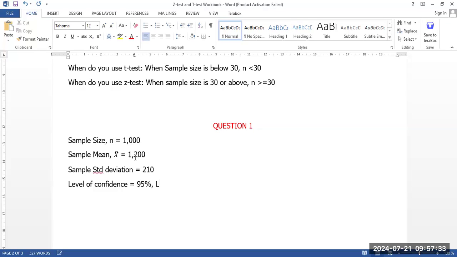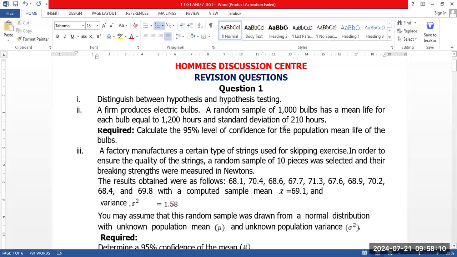So what is the level of significance? 5%. Significance is 5%. We say that the level of significance is the percentage error, and it is always the lower. So this is the information we are given, and they told us to calculate the range for the population mean life.